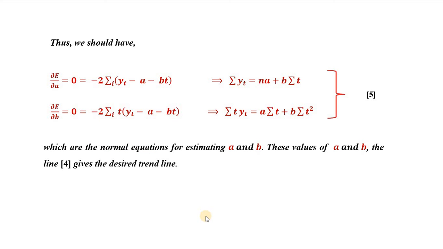Thus we have two normal equations by making del E del a equal to 0, that is the partial derivative of E with respect to a equal to 0, and the partial derivative of E with respect to b equal to 0, from which we get two normal equations of this type. Here there are two unknowns a and b and we have two normal equations. So by solving these two equations we get the values of a and b, and thus we get the desired trend line.